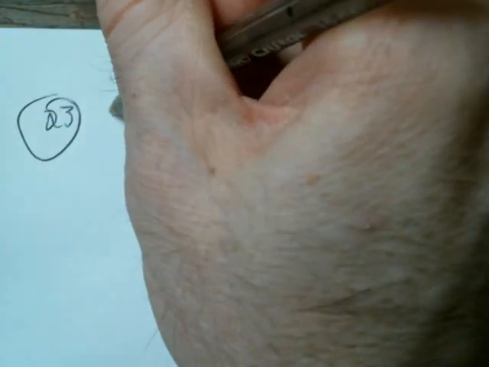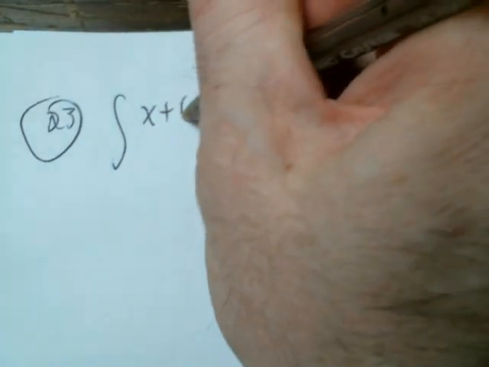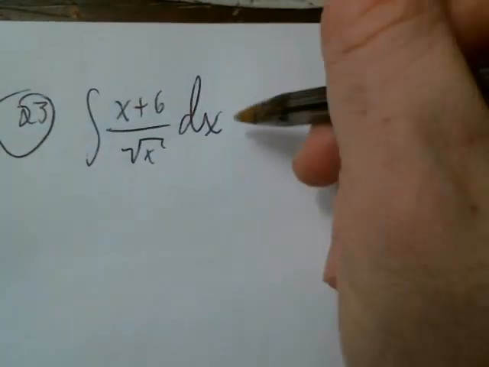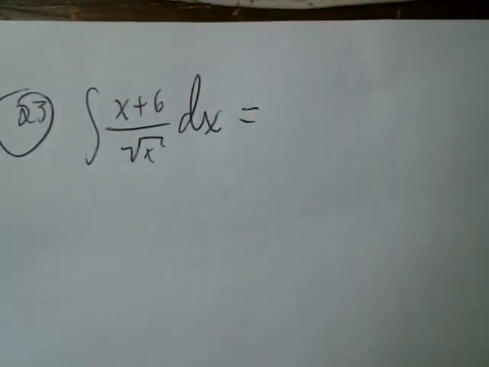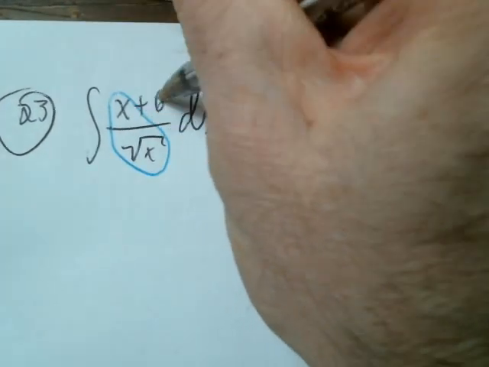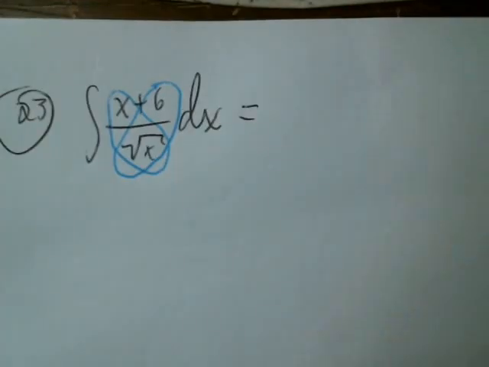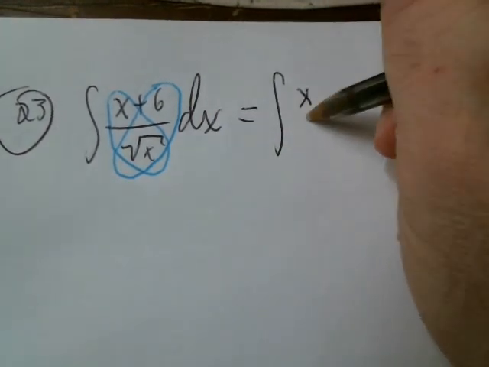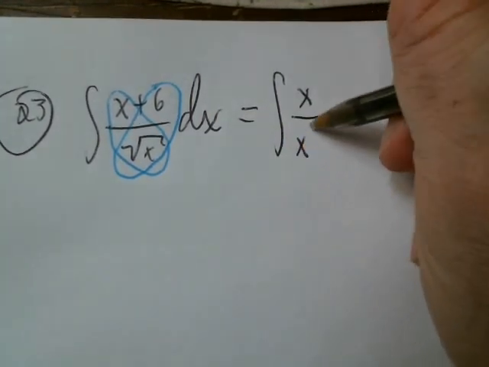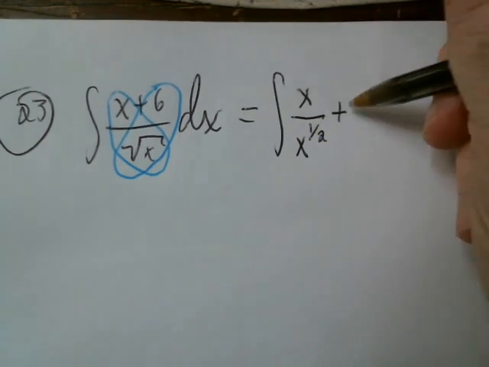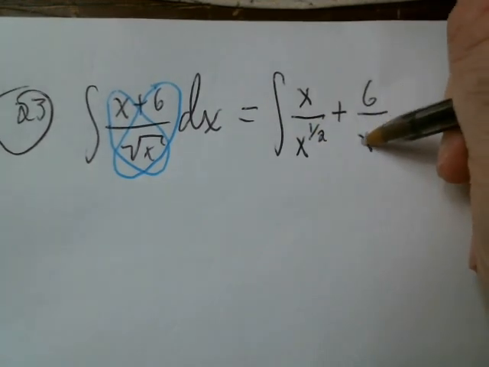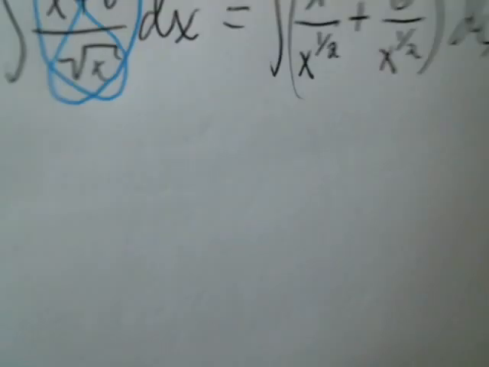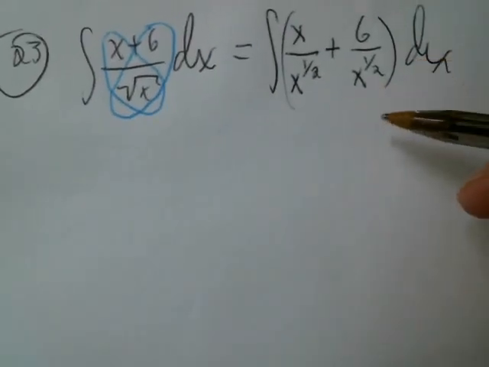Problem 23: you have the integral of (x + 6) over the square root of x dx. So how do we do this one? We're going to butterfly it, cut it up like that, and we'll have two integrals. So the integral of x over the square root of x, which is the same as x to the 1/2, plus 6 over the square root of x, x to the 1/2. Then I'll use my rules of exponents to reduce.